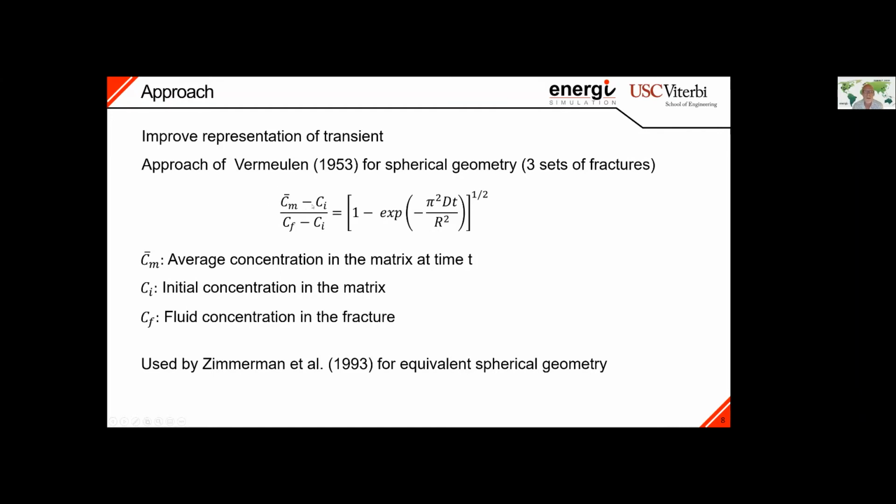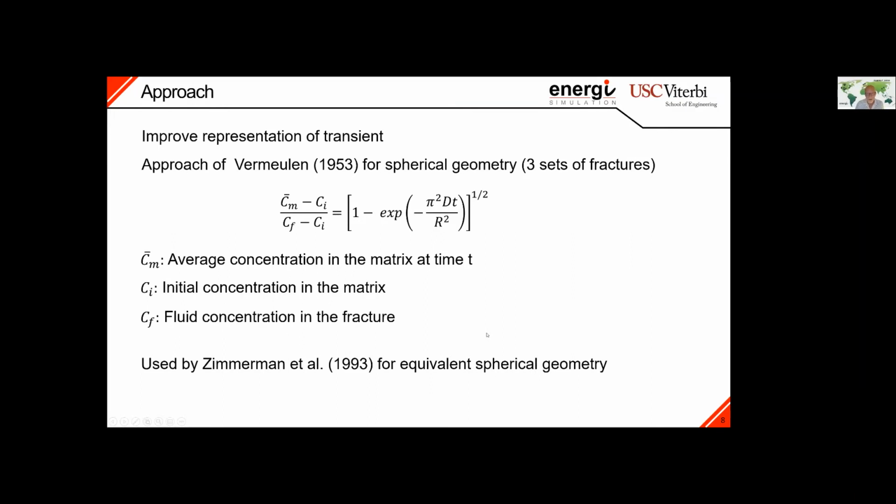Now, here instead of concentration, you can think pressure, and then everything else will be the same. We have here a diffusivity, and we have a shape factor built in. In this particular case, it would be pi squared over r squared. This idea was used in subsurface flow settings by Zimmermann back in 1993, where he used this form, which is limited to handling spherical geometry only.